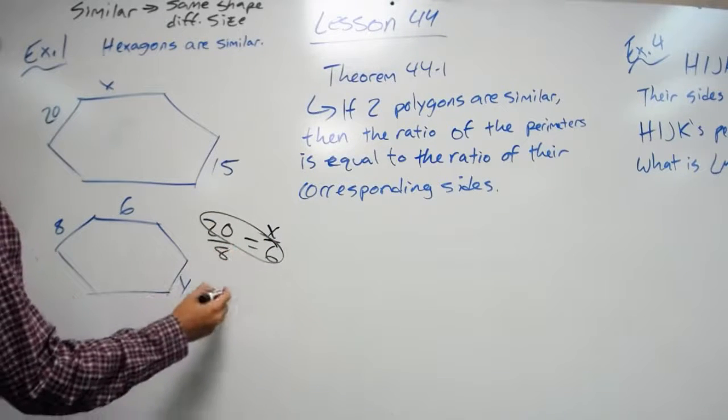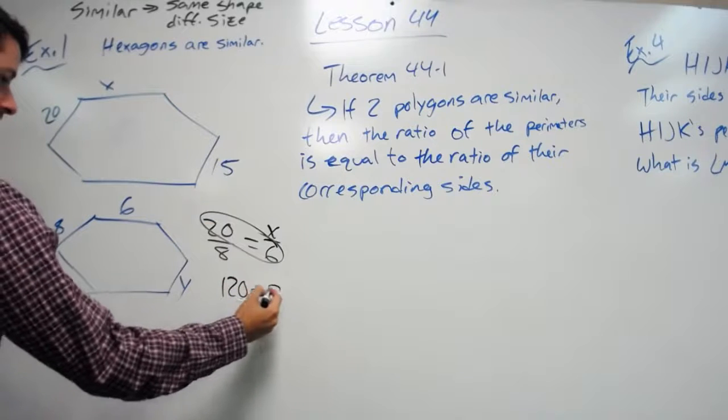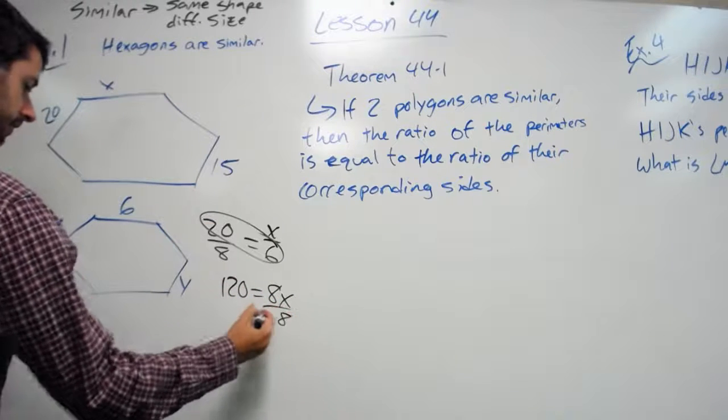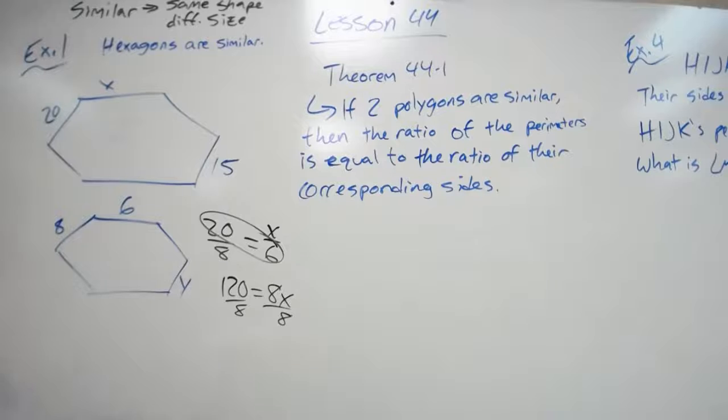Multiply, 20 times 6 is 120, equals 8x. Divide by 8, 120 divided by 8 would be 15. So x equals 15.